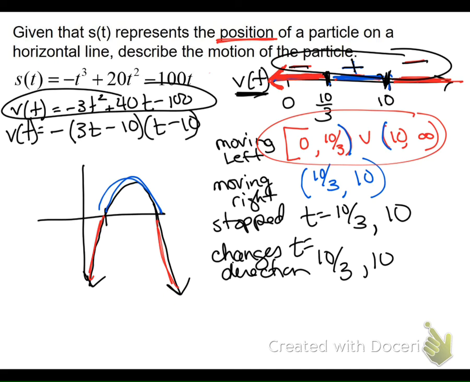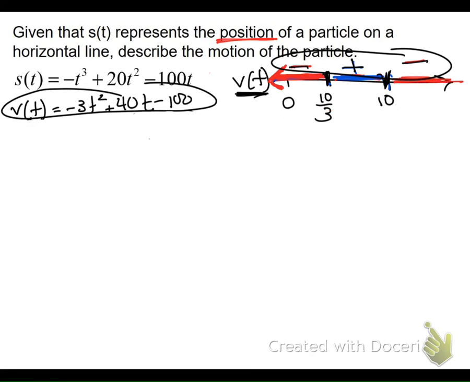So it makes sense. It's the same thing graphically and algebraically. Okay? So the velocity sign chart tells us left, right, and changing directions or turning around. Okay, now let's talk about speed. So now let's talk about the speed of the particle. Remember, speed has to do with velocity and acceleration.